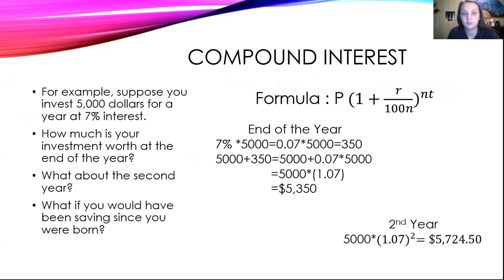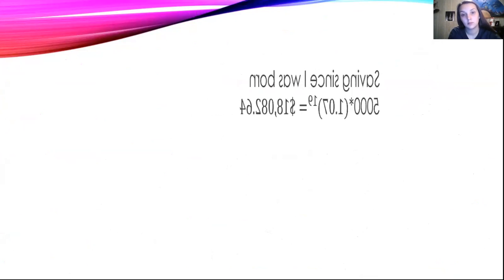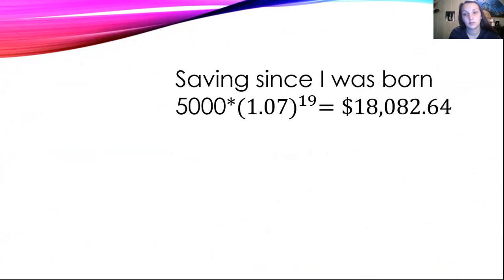The second year, you would have 5,000 times 1.07 to the second power, which equals $5,724.50 for the second year. So let's see how much I would have if I had started saving. I would have a total of $18,082.64.